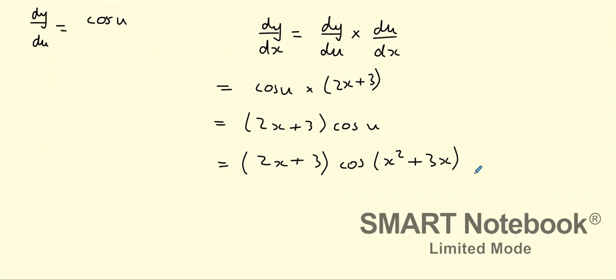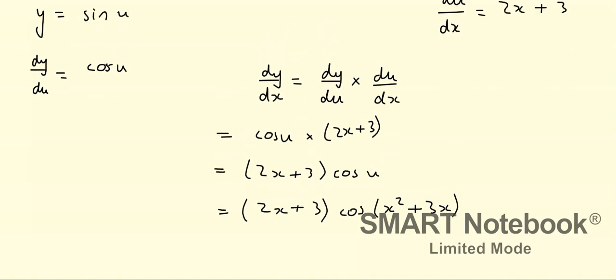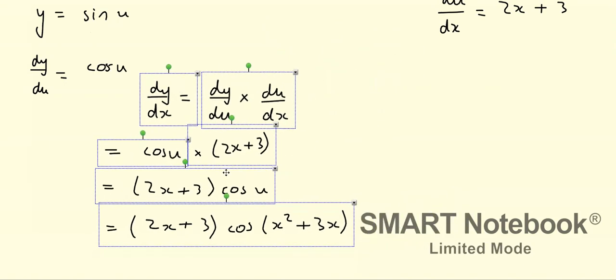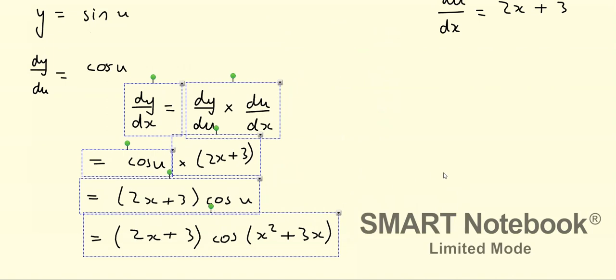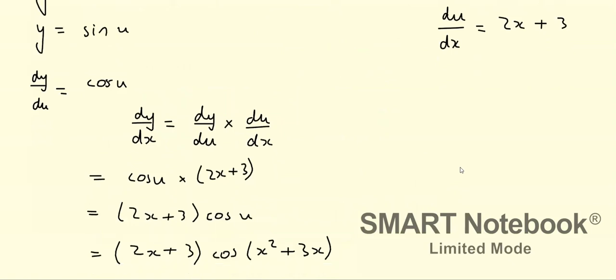And so this is what we get. Now, can you check that against what you have and identify where, if you have made a mistake, where the mistake happened? And tell me in the chat as well.